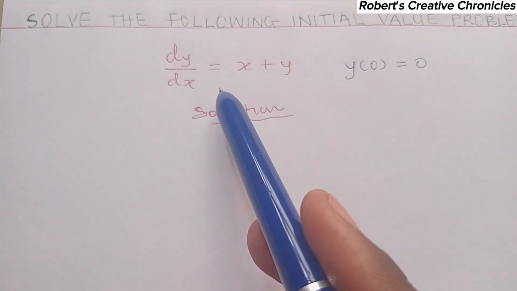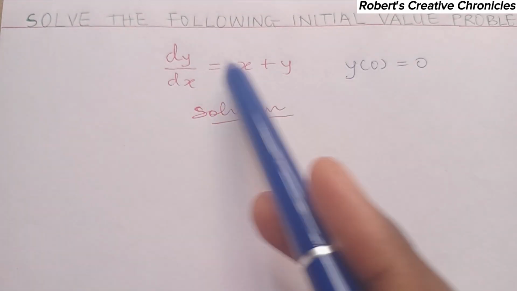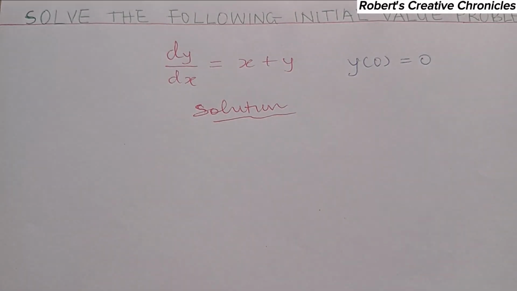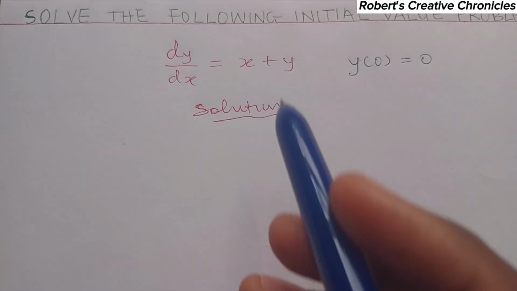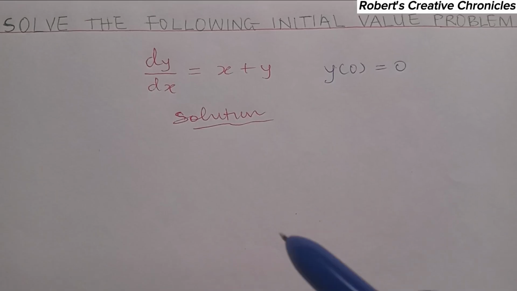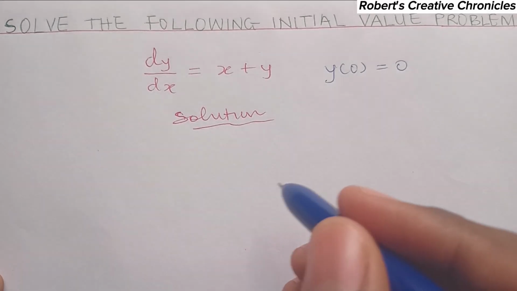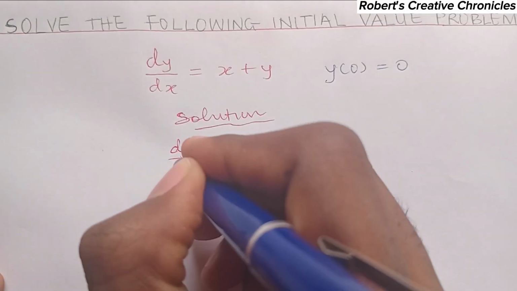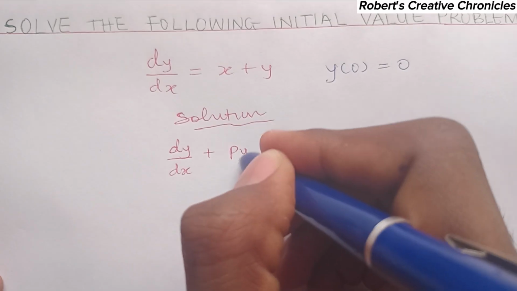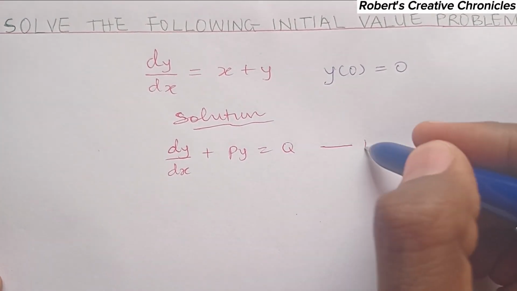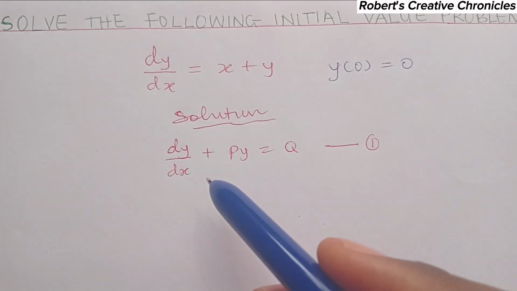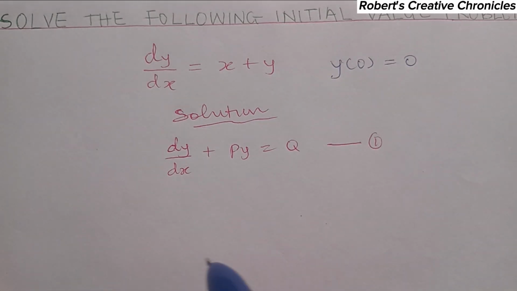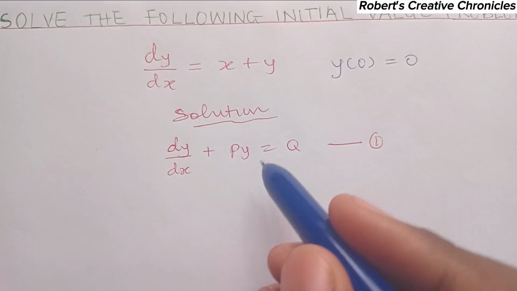Now this is a linear differential equation. Since it's a linear differential equation, we have to solve it using the method of solving linear differential equations. So first, we have to rearrange it. The general form of a linear differential equation is given by this, dy/dx + Py = Q. This will be our equation 1, where P and Q are constants or functions of x only. So now, we have to rearrange this to look like this.